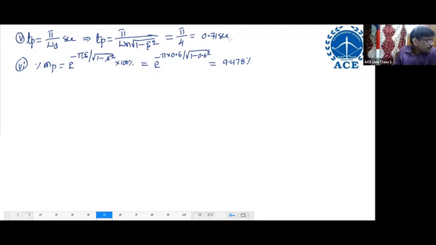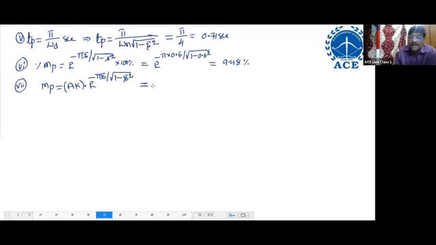Next, find Mp. Approximately 9.48. Next, Mp. What is Mp? Mp equal to A K into e power minus pi zeta divided by root of 1 minus zeta square.